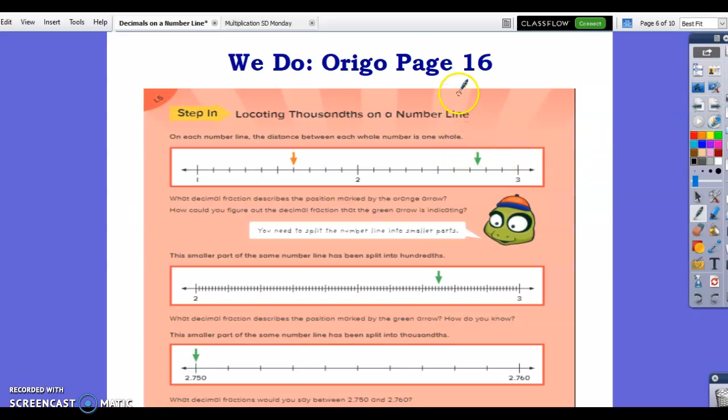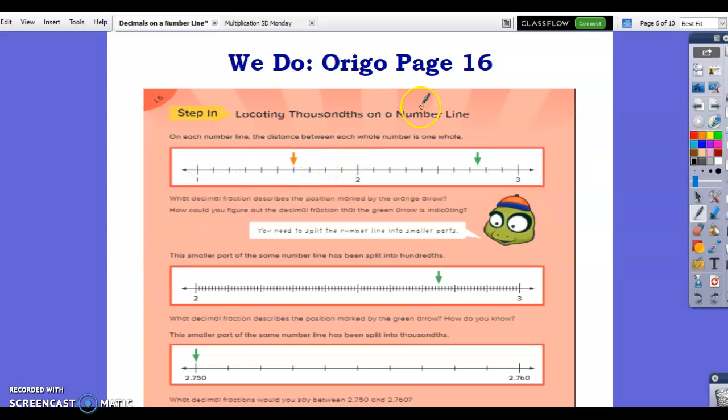Okay, so if you have your Orgo workbook, this next part is inside of there. It's page 16. We're going to do our warm-up inside of there. So if you can look on your page 16, if you need to pause the video here to get it to that page, we're just going to go through our warm-up that's here in between.